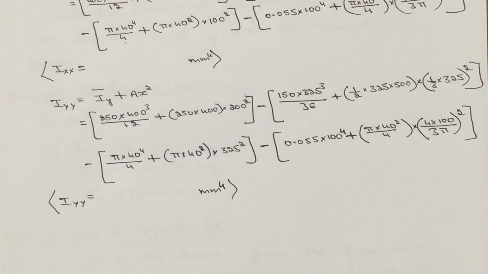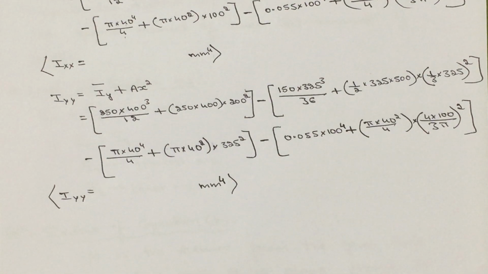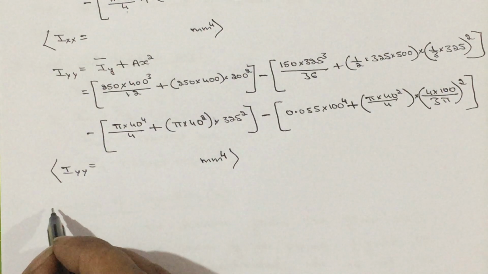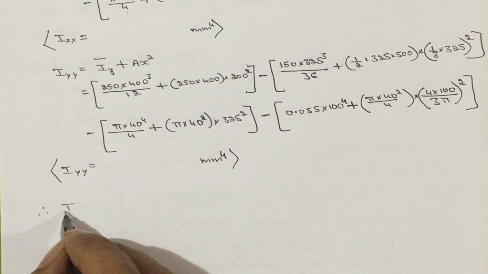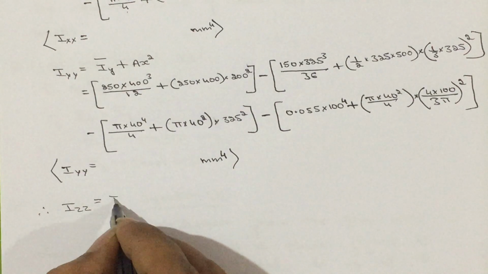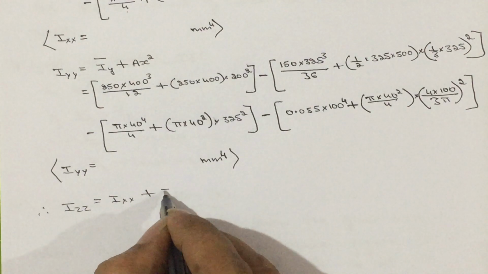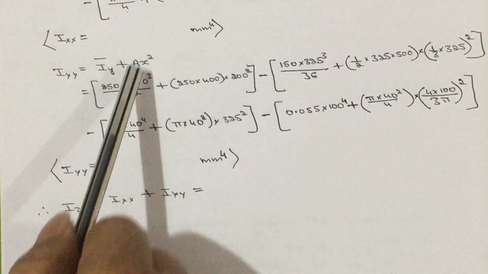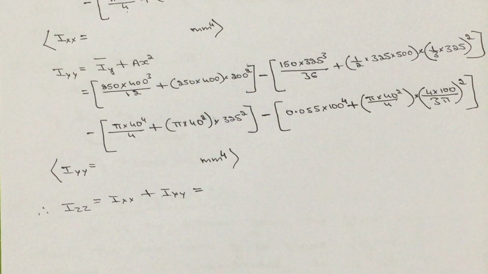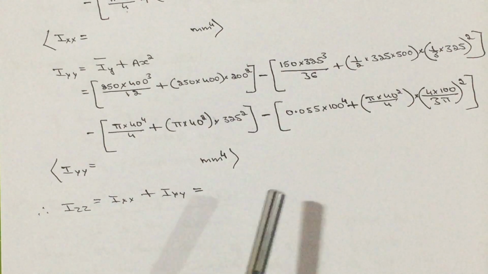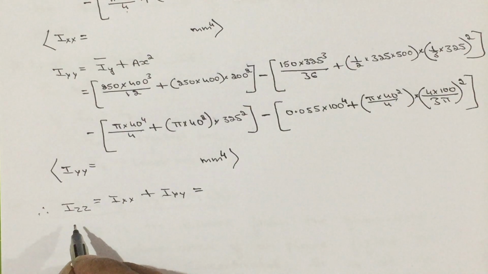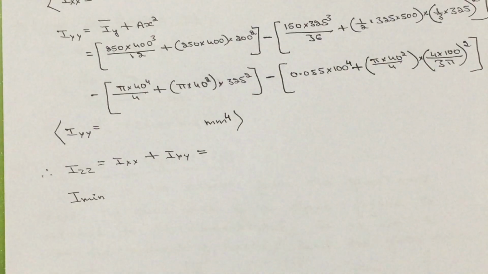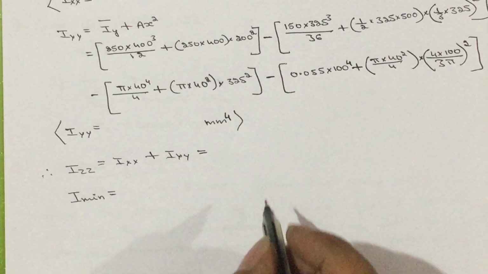Further things I will tell you, you can calculate it. So, Ixx, Iyy we got, then we need Izz. The polar moment of inertia Izz is given by Ixx plus Iyy. Calculate, substitute Ixx and Iyy, and you will get Izz. I will give these answers in my notes. Then once you get Izz, we need I minimum and I maximum.